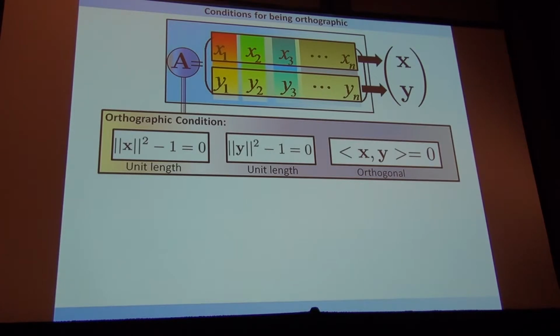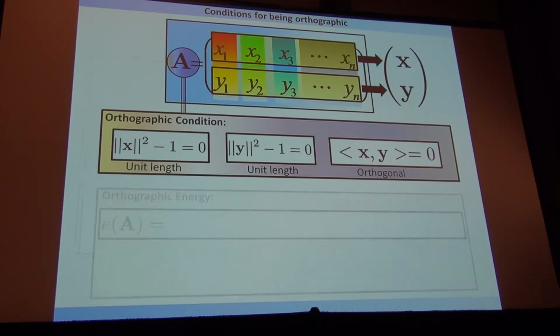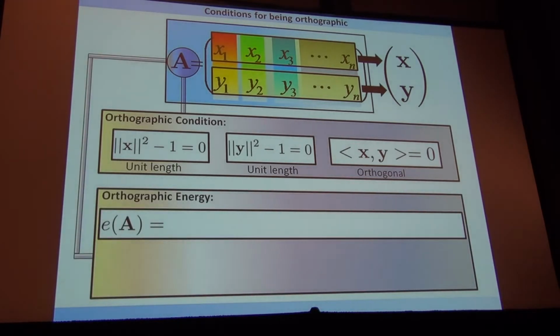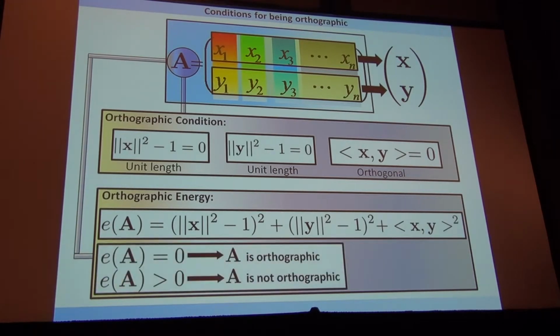From this we can also derive a scalar orthographic energy E, which is given as a squared sum of these orthographic conditions. If this energy is 0, then the related projection matrix A is orthographic, otherwise it is not.